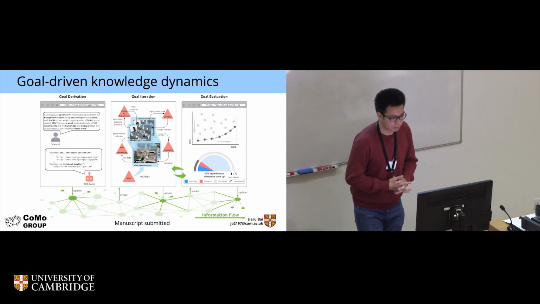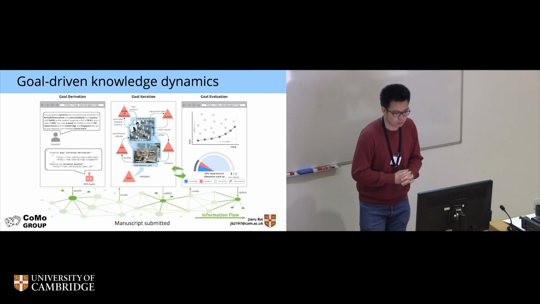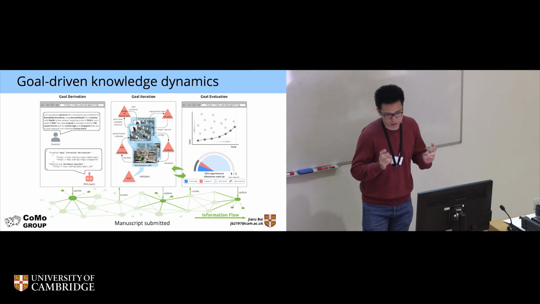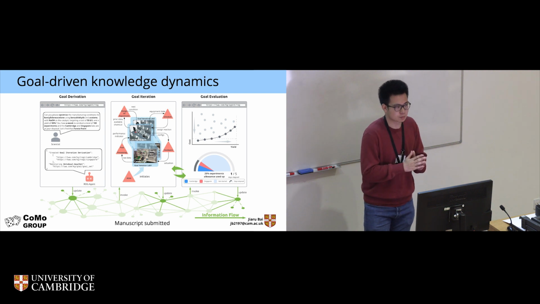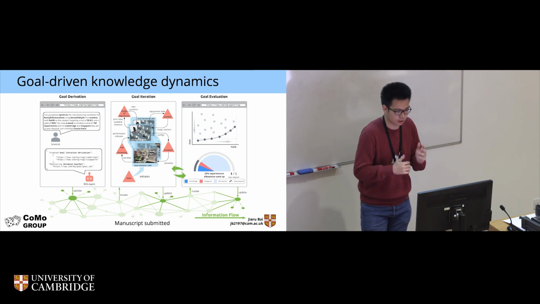And with that, the whole knowledge graph process starts with a prompt, or the information provided by the scientist to the agent.